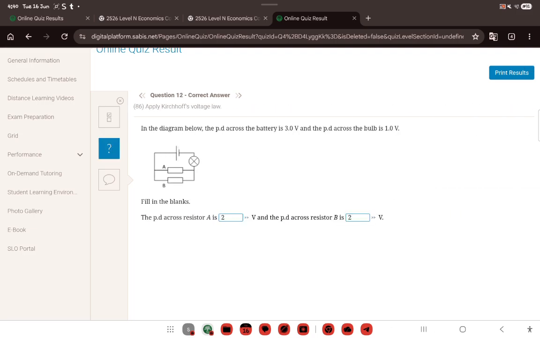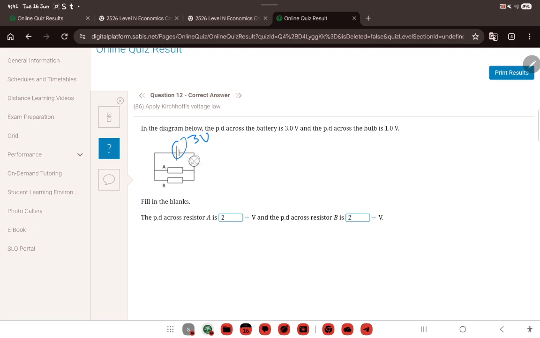Question 12. In the diagram below, the potential difference across the battery is 3 volts. So this is 3 volts. And the potential difference across the bulb is 1 volt. So this one has 1 volt. And we know in series the voltage is additive.